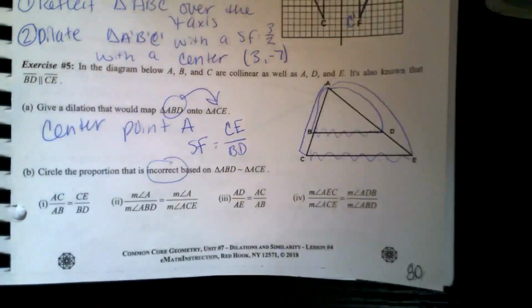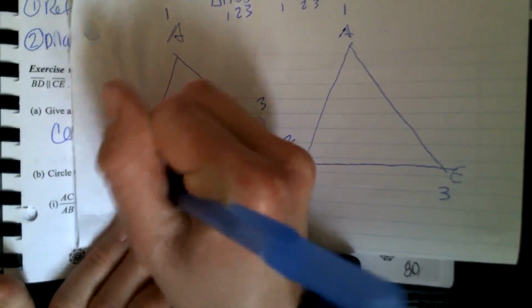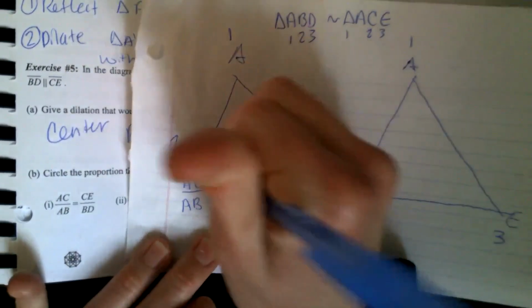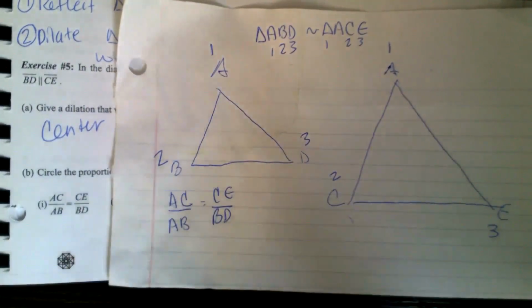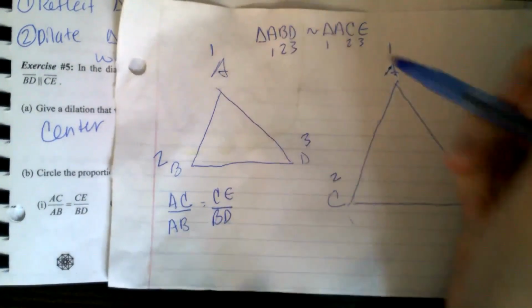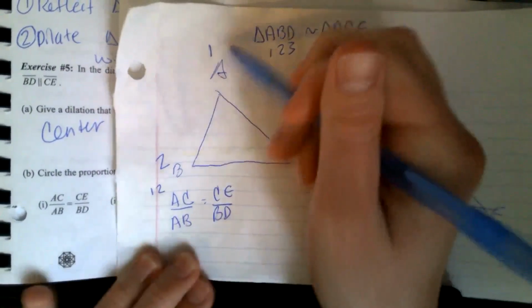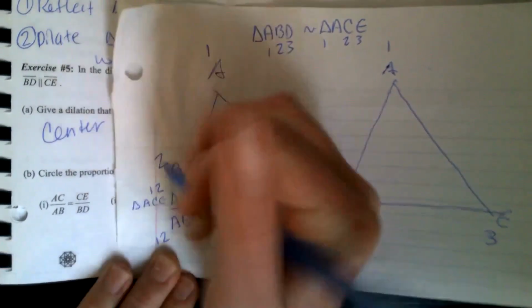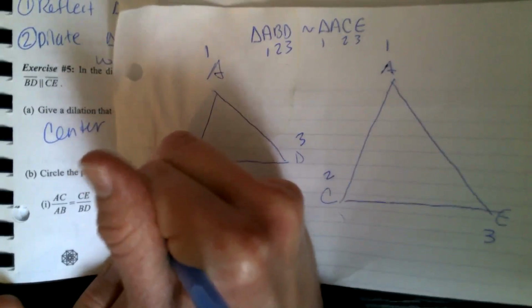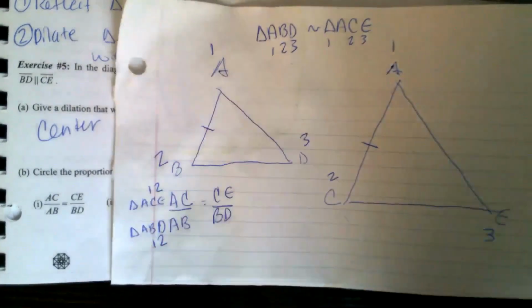All right. So let's take a look at the first one. The first one is AC over AB is equal to CE over BD. What we're really looking for is whether these match up. So AC is 1 and 2, and AB is 1 and 2. This one is from triangle ACE, and this one is from triangle ABD. They are corresponding sides, so they do match up.